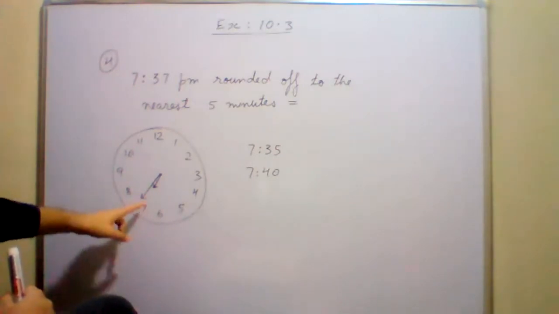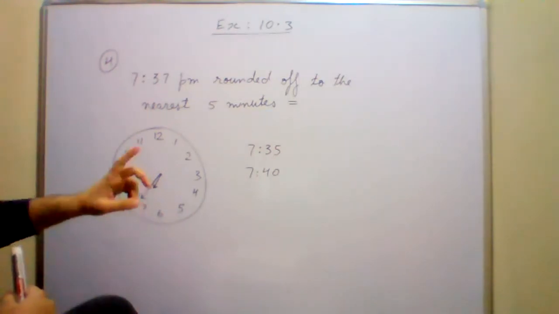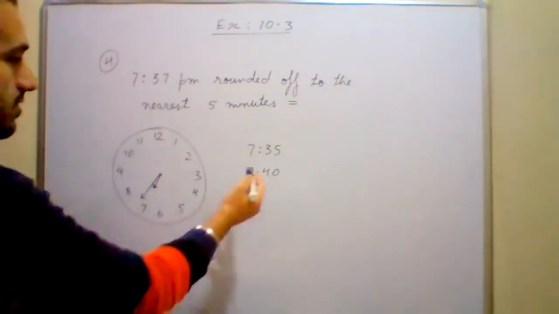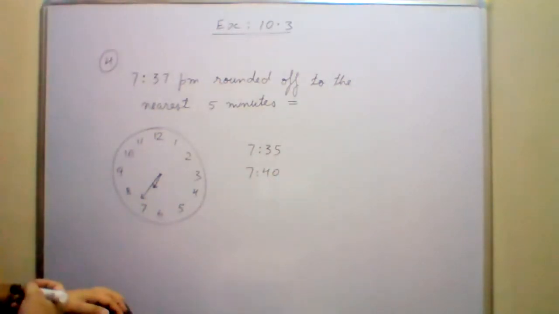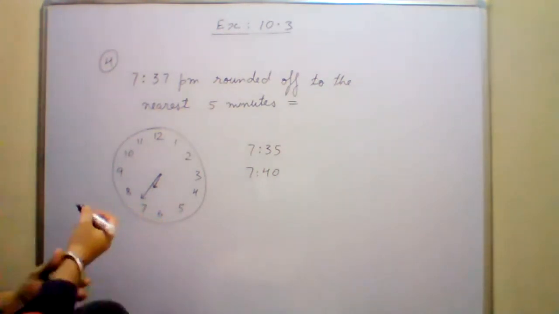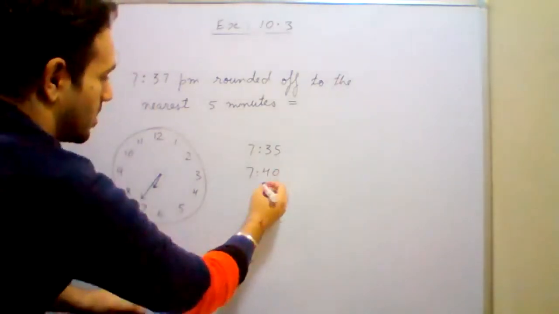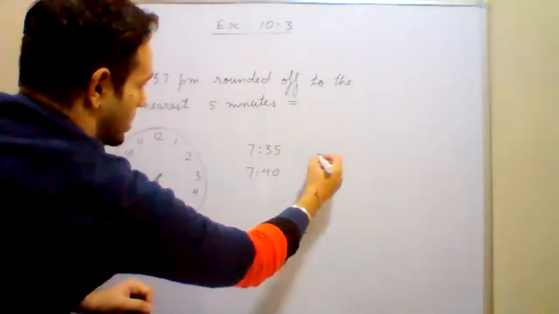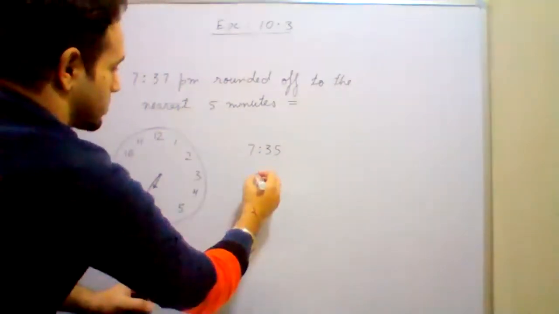The minute hand will be between 7 and 8. Am I right or not? It will be between the two. But which will it be closer to? Will it be closer to 7 or closer to 8? Sir, 7. Not 8, beta, it will be closer to 7. Because at 7:37, it will be closer to 7. Yes, sir.